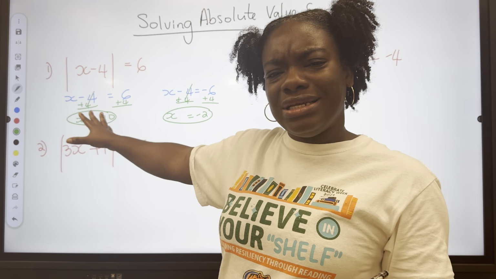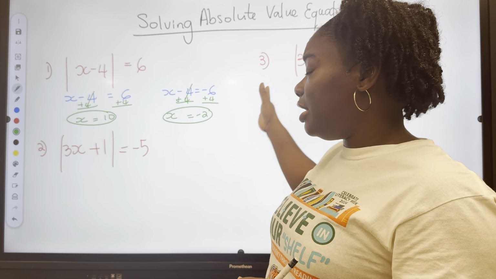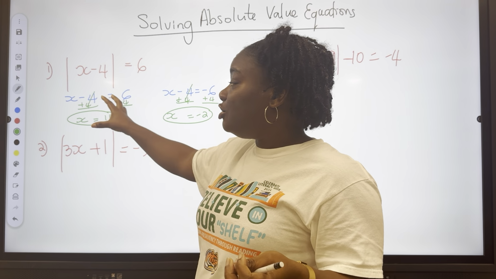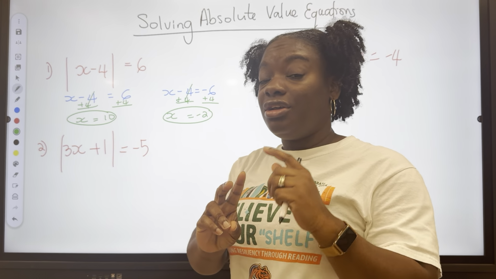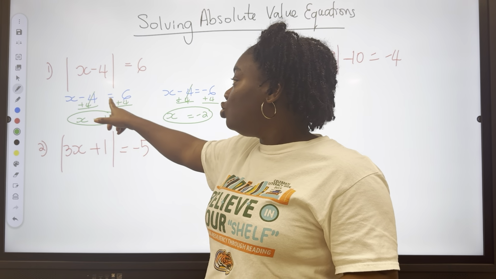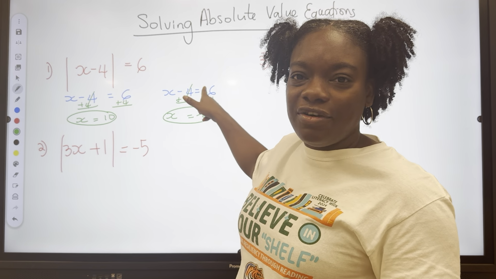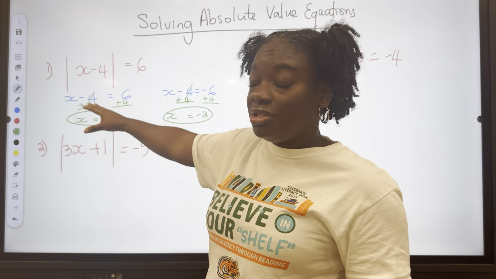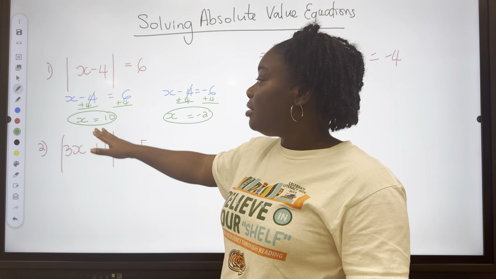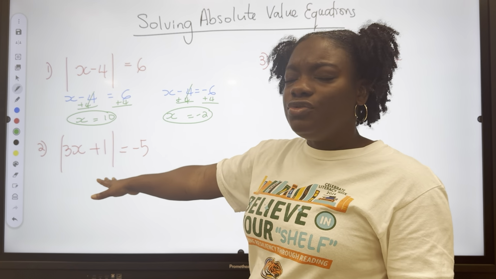Notice I went through this a little bit fast because I really want to show you something, especially with number 3. All you're doing is moving the bars and writing your two equations. That's a key factor, writing your two equations. So you're equating what's inside the bar to the positive of the other side and also to the negative of the other side. And then you just solve it as regular equations. So our solutions are x is equal to 10 and x is equal to negative 2. Let's move to number 2.